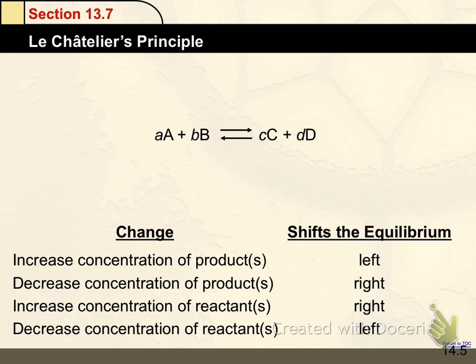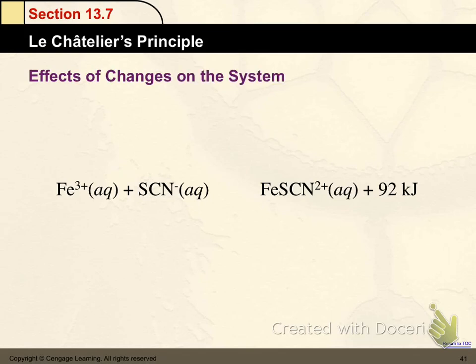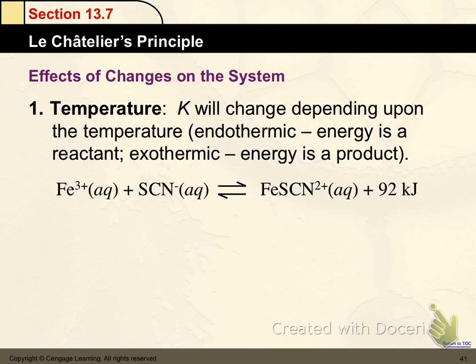All right, so there's concentration. Let us move on. The next one, temperature. So, temperature is weird, because with a change in temperature also comes a change in K. So if we change temperature, K is going to change. Not the case for concentrations, because it changes proportionally. Okay? So for temperature, K will change depending upon the temperature.